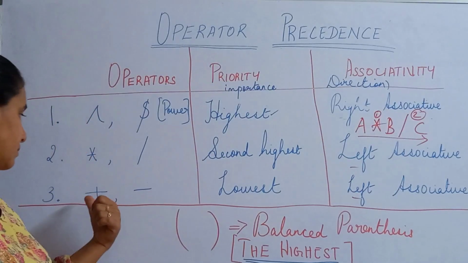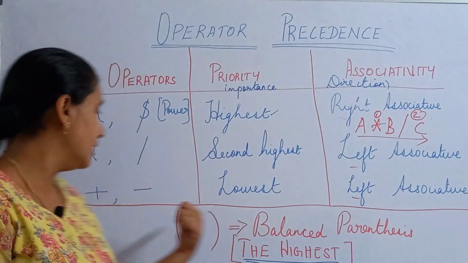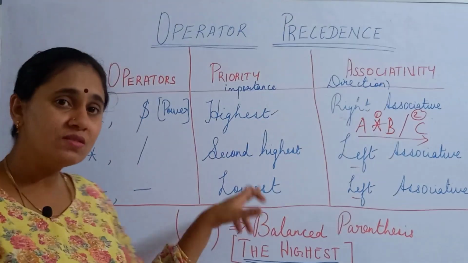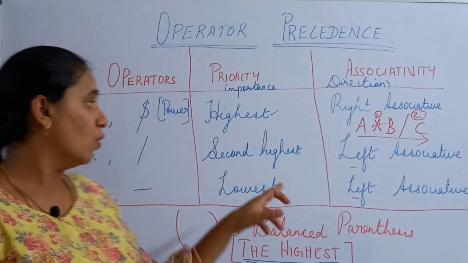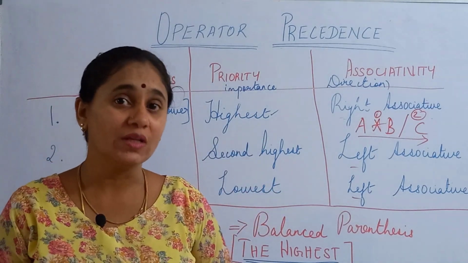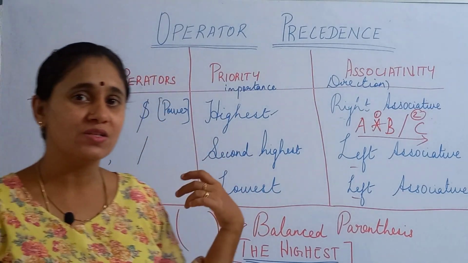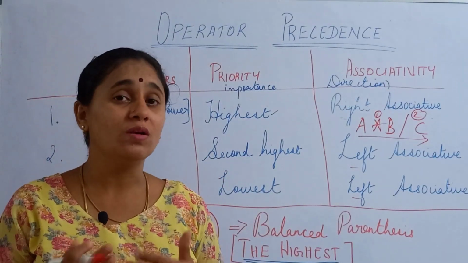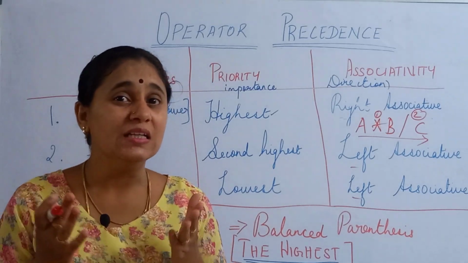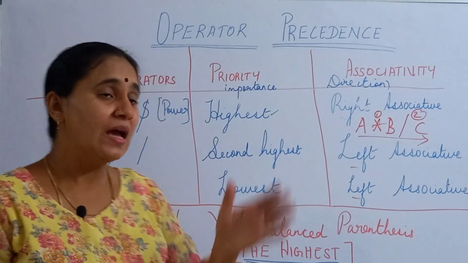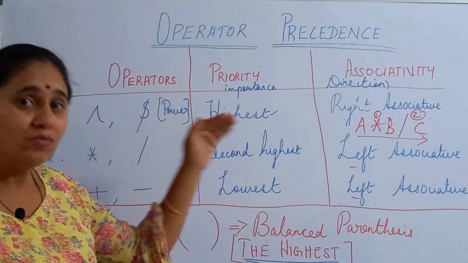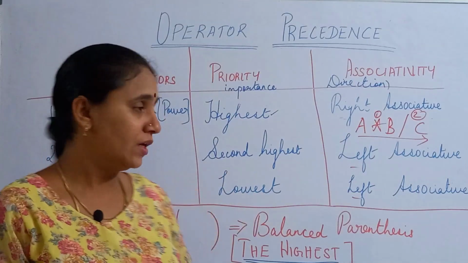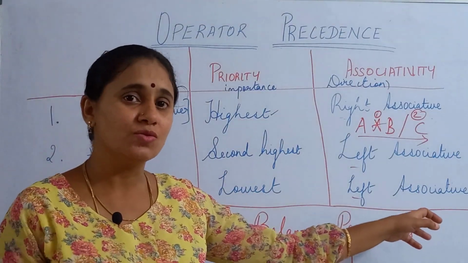Okay, so next, last but not least, it is plus and minus. This has the lowest priority when compared to these two. When compared to exponents and multiplication and division, plus and minus have the lowest priority. What is the meaning of lowest? It has the least importance. That is, after solving this and after solving this, you must go for solving plus or minus. The associativity here is also left.